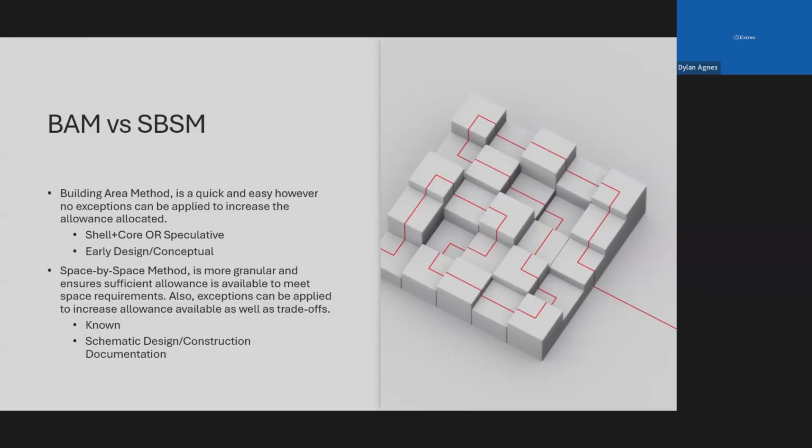The space by space method is more granular. It ensures that you will have a sufficient allowance. Part of that is through exceptions and trade-offs of the allowance going from one space to another. You can only do that with the space by space method. I'll typically see the space by space method utilized for, as Dr. Woods was mentioning earlier, energy performance modeling, basically proving that one part of your system is more efficient, so you can trade that off and have a less efficient glazing system, so you get a lot more windows, things like that.